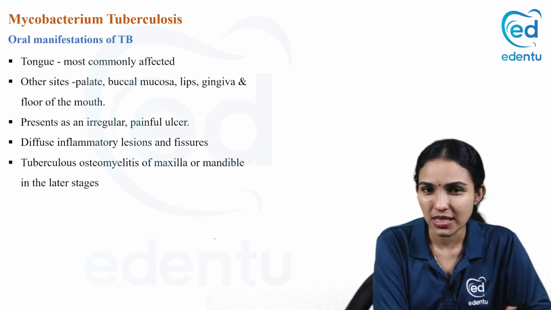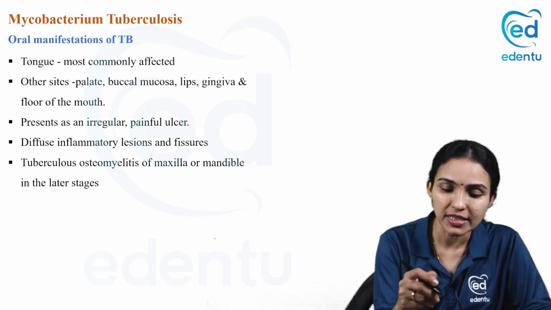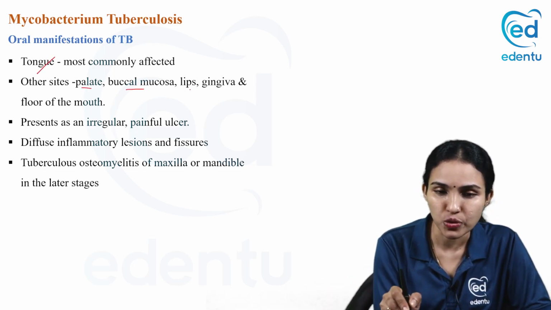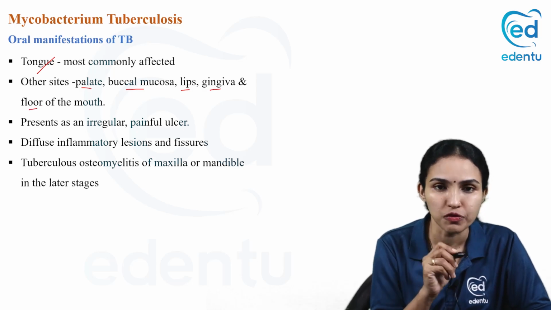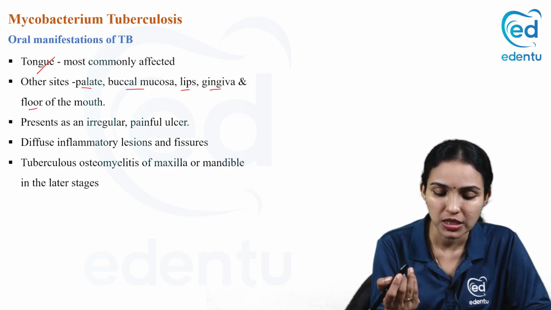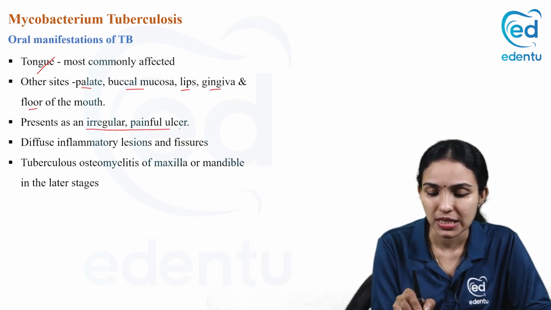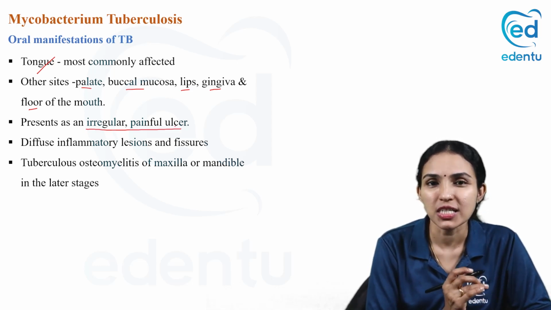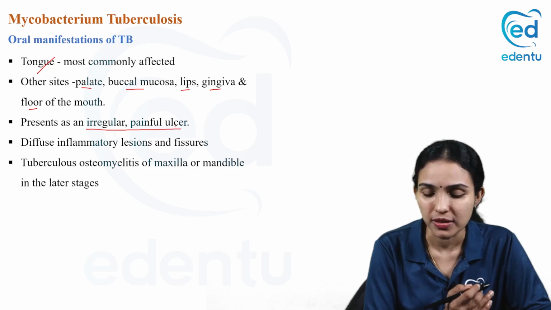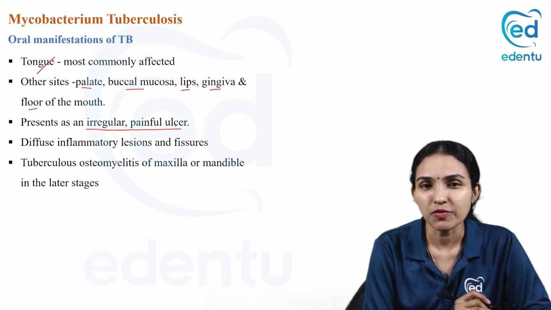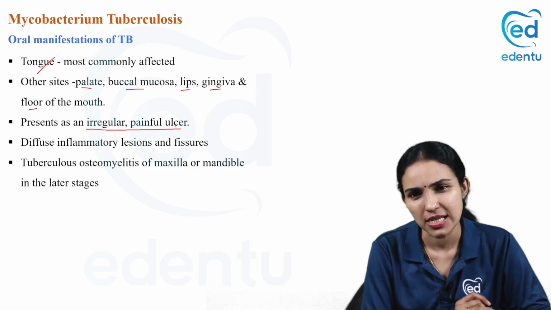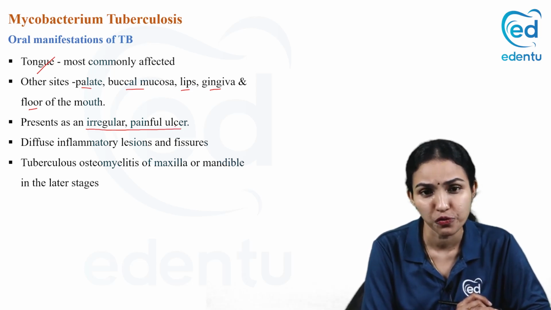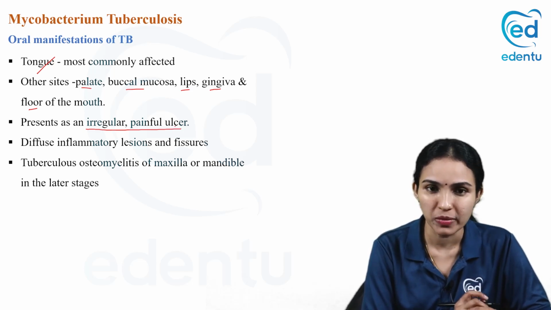So oral lesions in TB you should be familiar with. The tongue is the most commonly affected part. Other sites are the palate, buccal mucosa, lips, gingiva, and floor of the mouth. So any part of the oral cavity can be affected. How does it present? It presents as an irregular, painful ulcer. Diffuse inflammatory lesions and fissures can happen in certain people. And tuberculous osteomyelitis of the maxilla or mandible can occur at a later stage. So these are the different oral manifestations of TB. Mostly it presents as an ulcer. It can lead to fissures. It can lead to osteomyelitis and all.